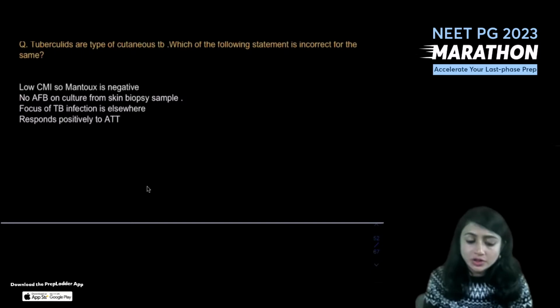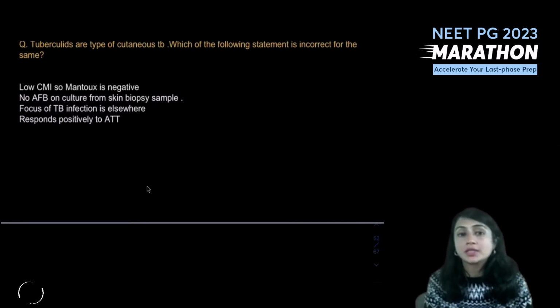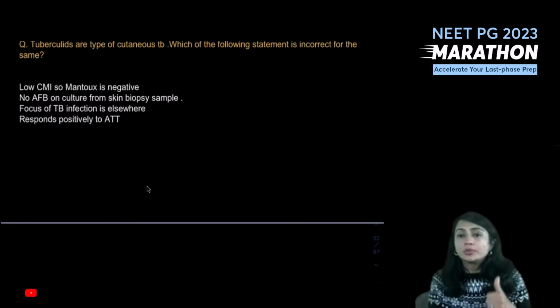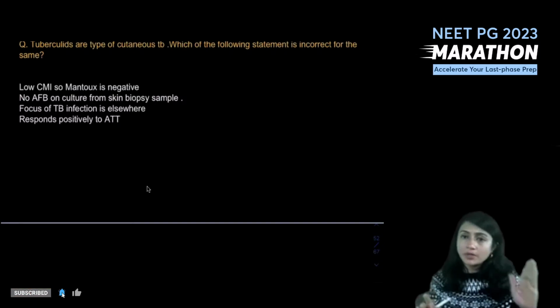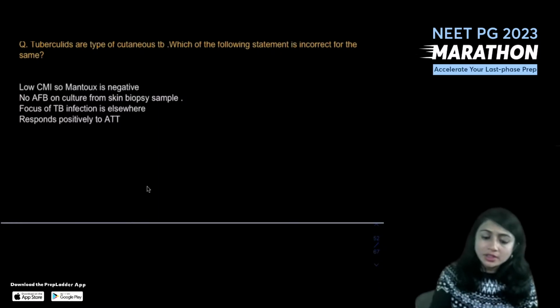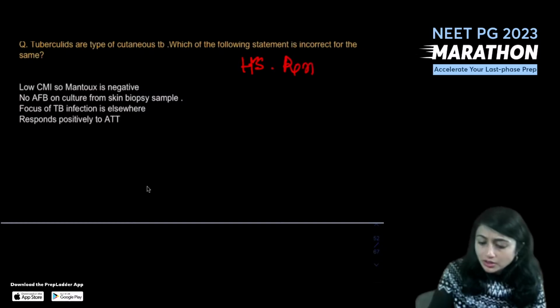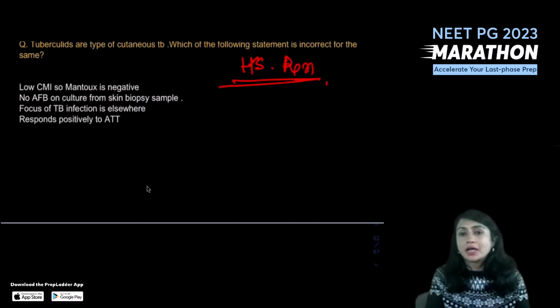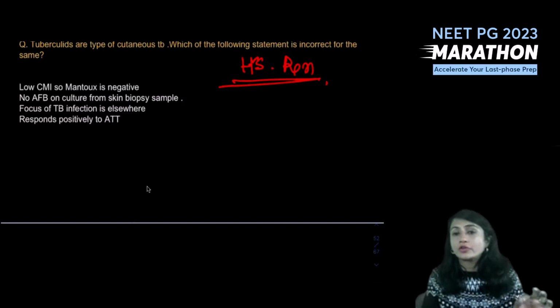Coming to the next question: tuberculids are a type of cutaneous TB. Which of the statements is incorrect for the same? So tuberculids, we have read about cutaneous tuberculosis. They can be endogenous, exogenous, or tuberculids. What are tuberculids? Tuberculids are a hypersensitivity reaction to Mycobacterium tuberculosis or one of its antigens.